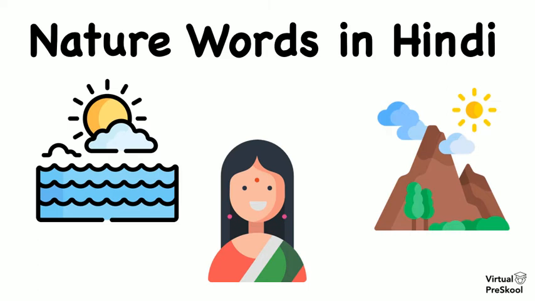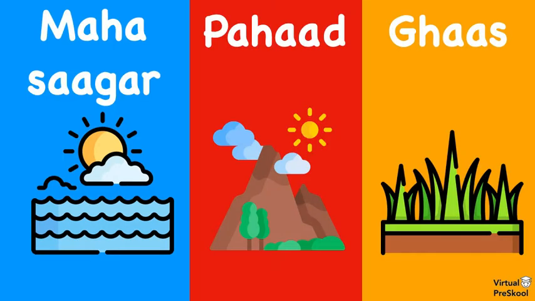Today we are going to talk about more nature vocabulary. In my class, you've already learned some nature vocabulary, like tree, river, and jungle. Today we're going to learn 3 new words. Today we're going to learn the Hindi words for ocean, mountain, and grass.